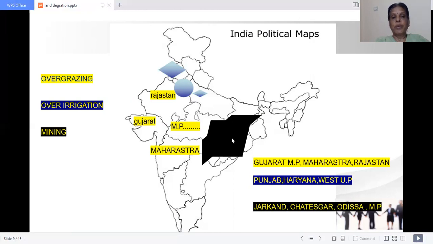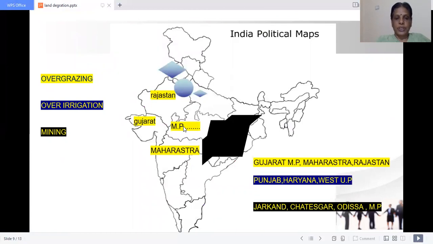Once again, remember, my dears: Rajasthan, Gujarat, Madhya Pradesh and all are less rainfall areas, so overgrazing. Punjab, Haryana, Western Uttar Pradesh have abundant water facilities, so over irrigation is the reason for land degradation. Then move on to Madhya Pradesh, Chhattisgarh, Jharkhand, and Odisha, the mineral areas, so mining is the reason for land degradation. Only 3 categories, my dears, 3 types of states. Are you clear now? If you see the map, it will be registered in your mind.